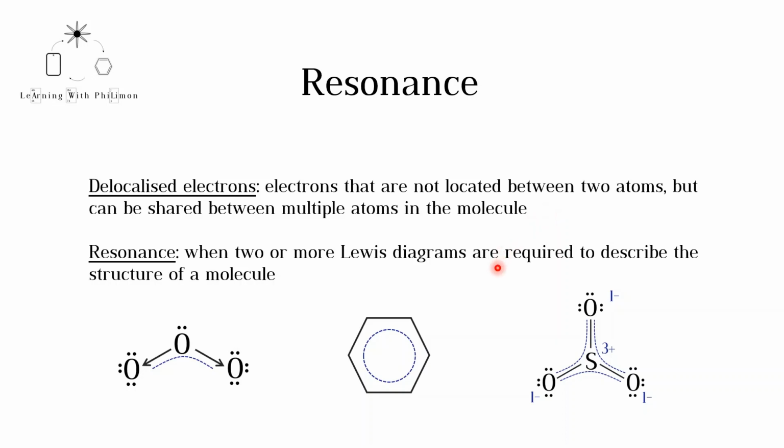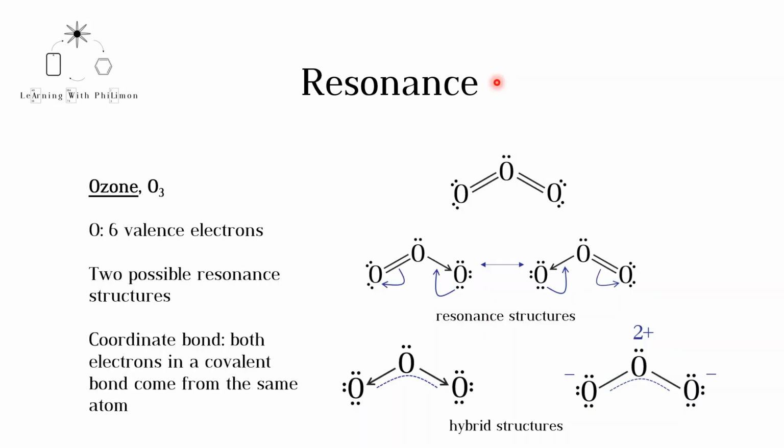Resonance is when two or more Lewis diagrams are required to describe the structure of a molecule. Resonance occurs because electrons can be delocalized in some structures. Let's look at the molecule ozone, O3. Each oxygen atom has 6 valence electrons.